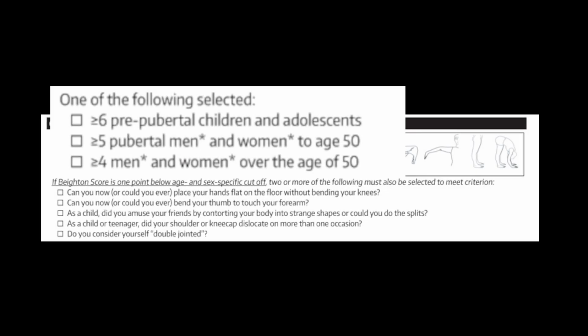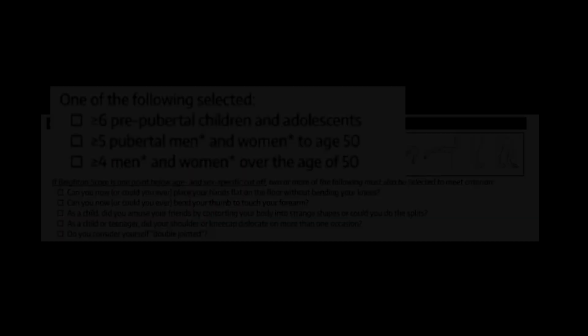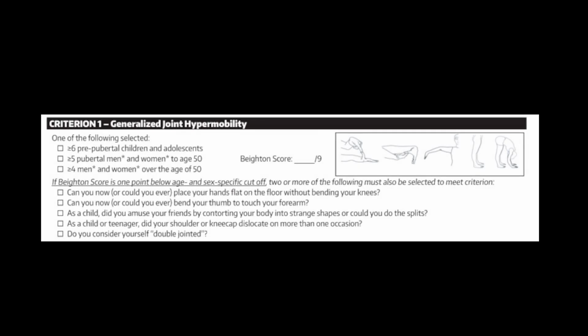So if you have 6 or over and you're a child or an adolescent, you meet the qualifications. If you are between the ages of 18 and 50, you have to have 5. If you are over the age of 50, you only have to have 4. If you meet those qualifications, you can go on to the next criteria set. If you are 1 below that, then you can go through the extra criteria, the extra questions listed below the Beighton score on the form. And if you meet 2 or more of these questions, that can bring you up to your qualifying score.